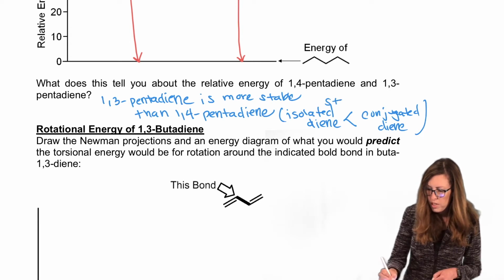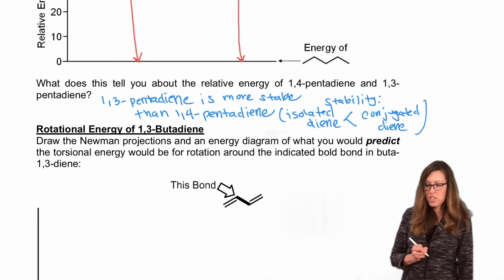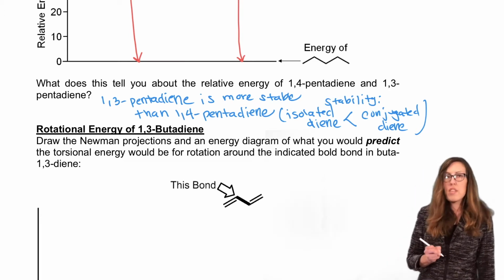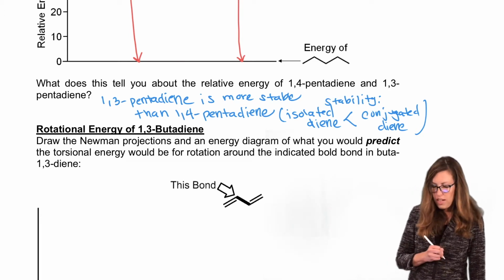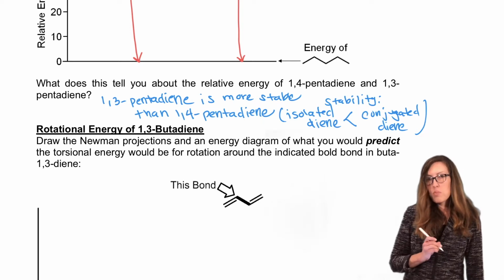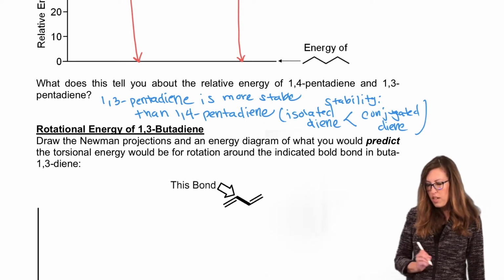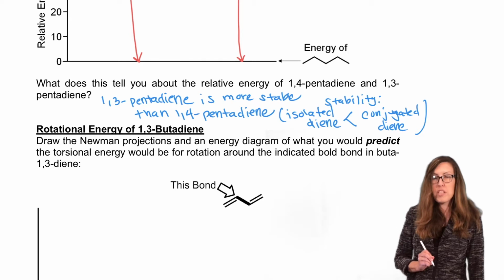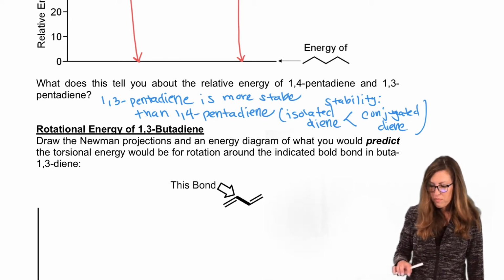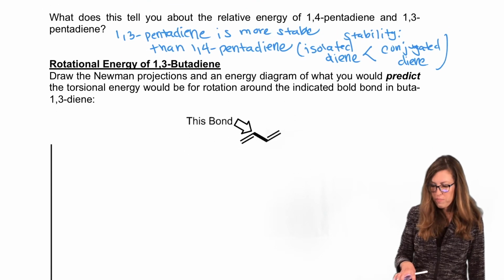Okay, so if we're looking at stability, isolated dienes are less stable than conjugated dienes. So how did we know that? Their enthalpy of reaction told us that. Now, since we know that the conjugated diene is particularly stable, we're going to explore properties of conjugated dienes. First, we're going to look at conformation.